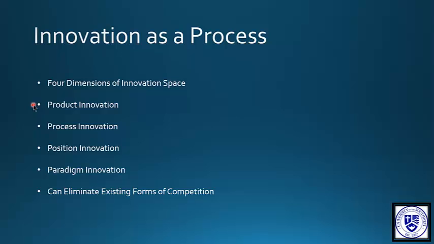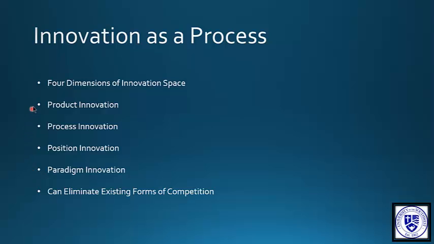The next dimension of innovation space is process innovation. We can find innovative ways to improve processes. I gave the example of Toyota earlier. Position innovation. We start looking at internal characteristics of the organization. We can look at paradigm innovations.